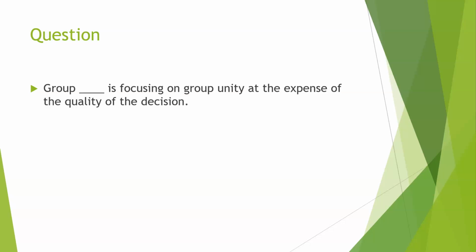Group blank is focusing on group unity at the expense of the quality of the decision. The correct answer is centrism. I specifically put this question in the midterm review because a lot of people miss it because they think that the answer is groupthink. So there is a difference between group centrism and groupthink. Groupthink is when the quality of the decision is affected because there's not enough diversity in the backgrounds of the people who are making the decision. Whereas group centrism is where everyone just wants to get along, so the quality of the decision is compromised. So make sure you review the definitions of group centrism and groupthink prior to the exam.